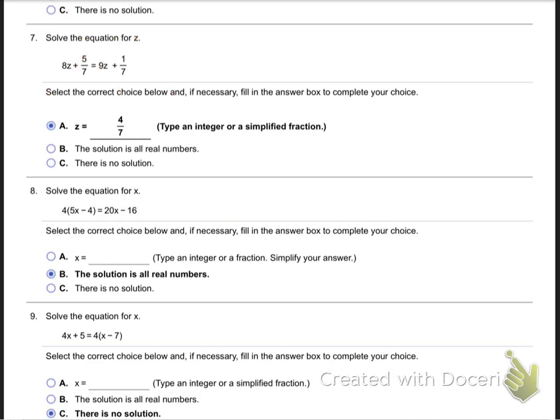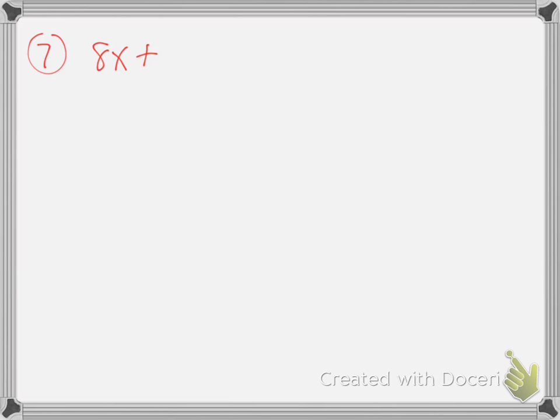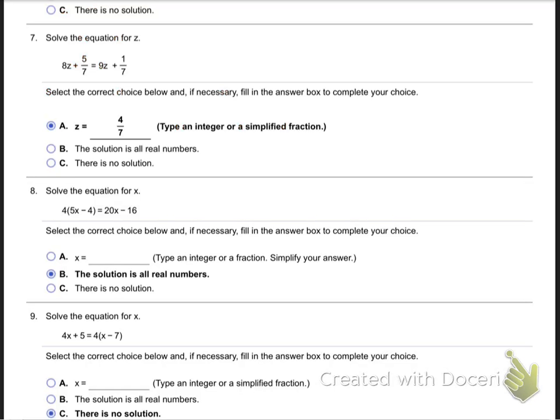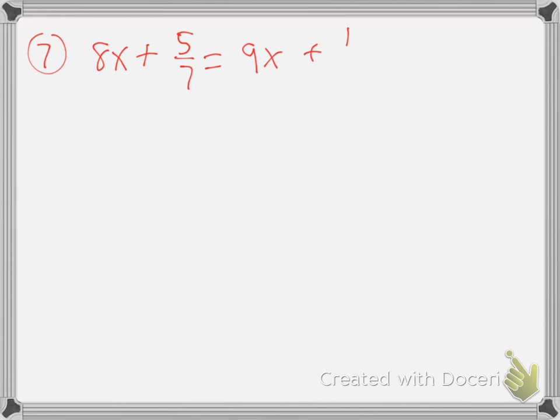So, number 7. 8x over 7 plus 5 over 7 equals 9x over 7 plus 1 over 7. Okay, so more fractions. So you guys were wanting a couple more fractions? Here we go. Here's more fractions. That work? You guys find that button? All good?